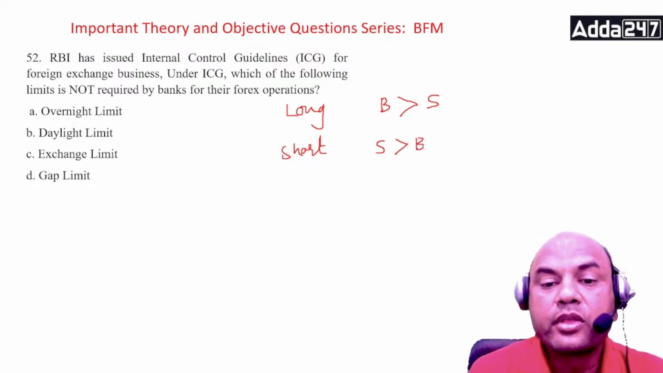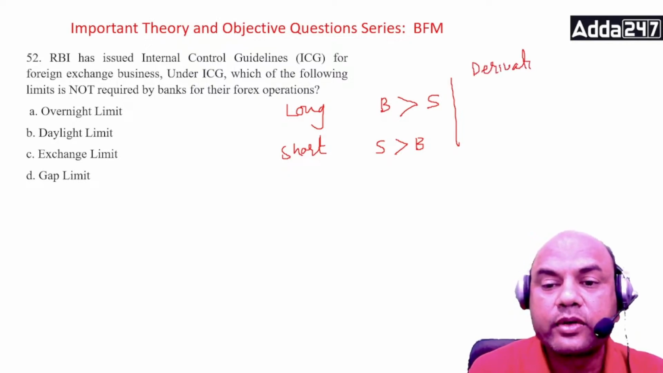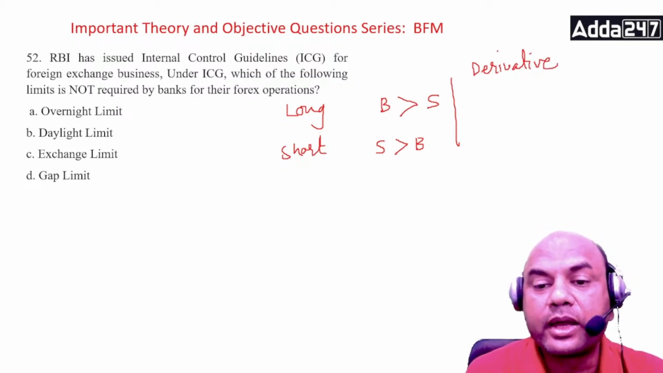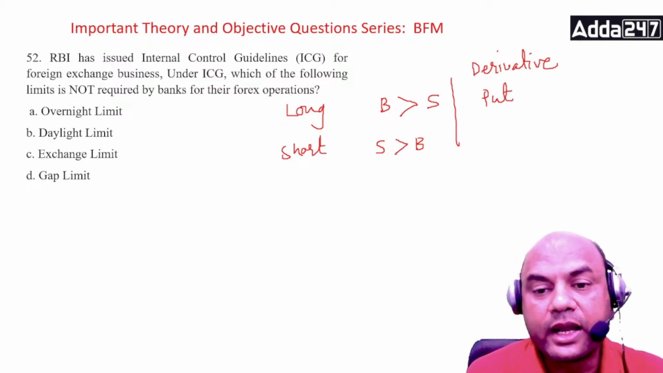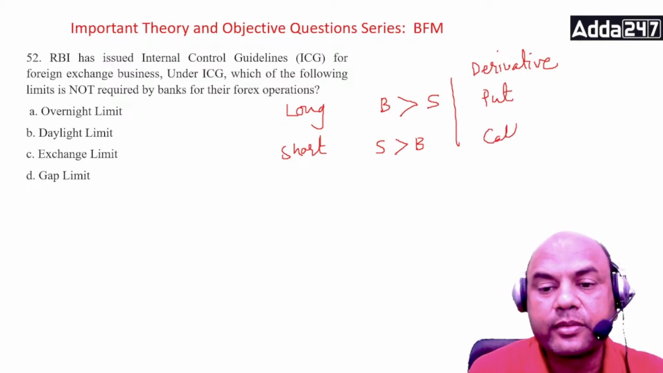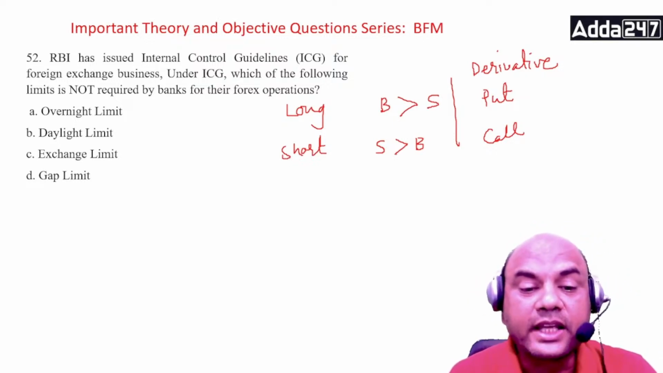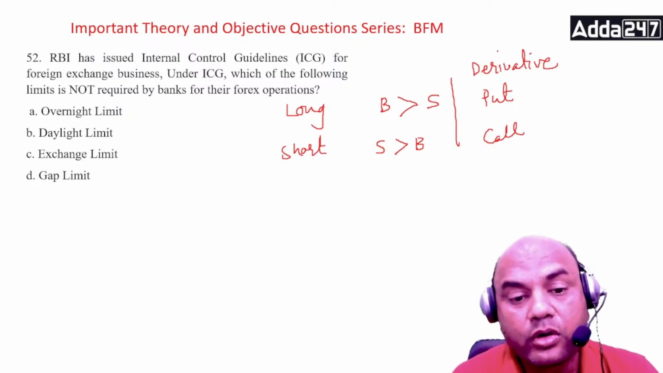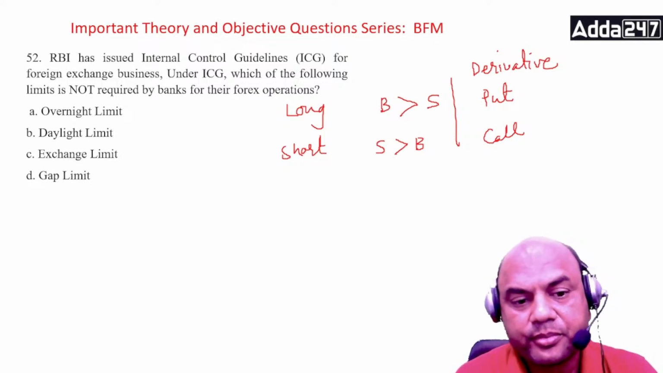Whenever I have a long or short position, I need to buy derivatives to hedge the risk. I will buy a put if I have a long position, and the reverse, a call, if I have a short position. So this gap limit is the maximum time. How much time can I keep this open position, long or short? Maximum week, month, period, whatever it is.